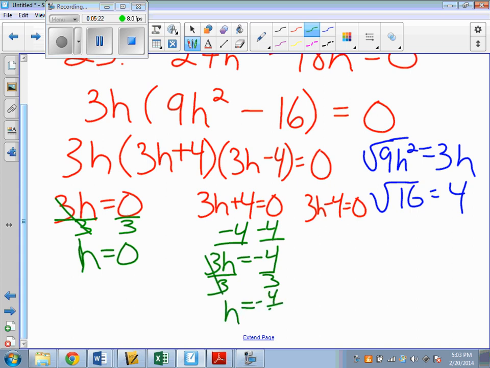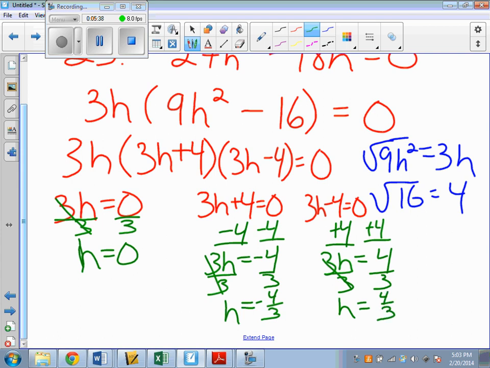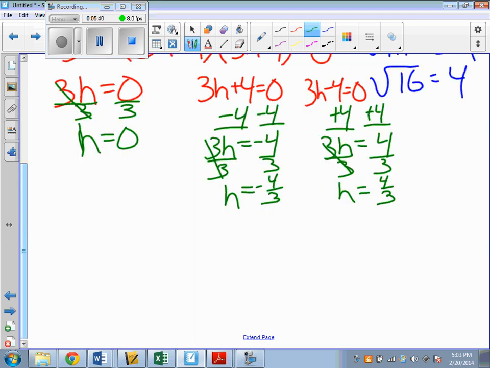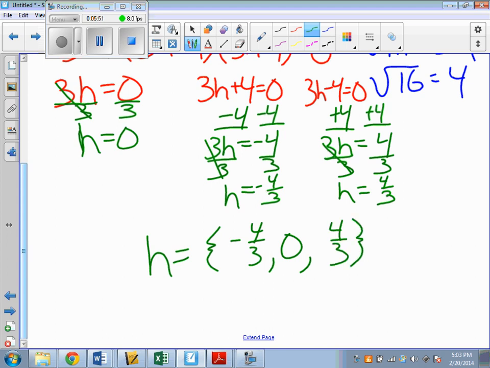to negative 4/3. And then for my last one, it's a lot like the other one, except this time I'm adding 4. So I get 3h equals positive 4. And then if I divide by 3, I get h is equal to positive 4/3. So my answers are h is equal to negative 4/3, 0, and positive 4/3.